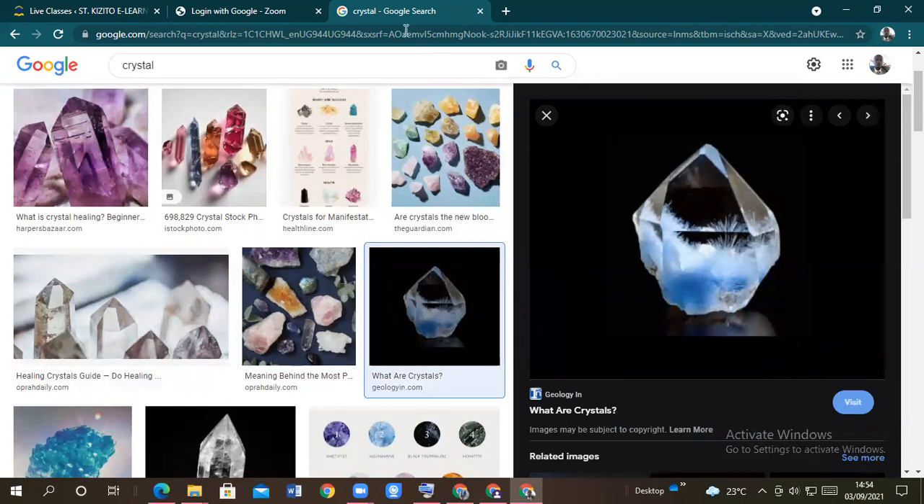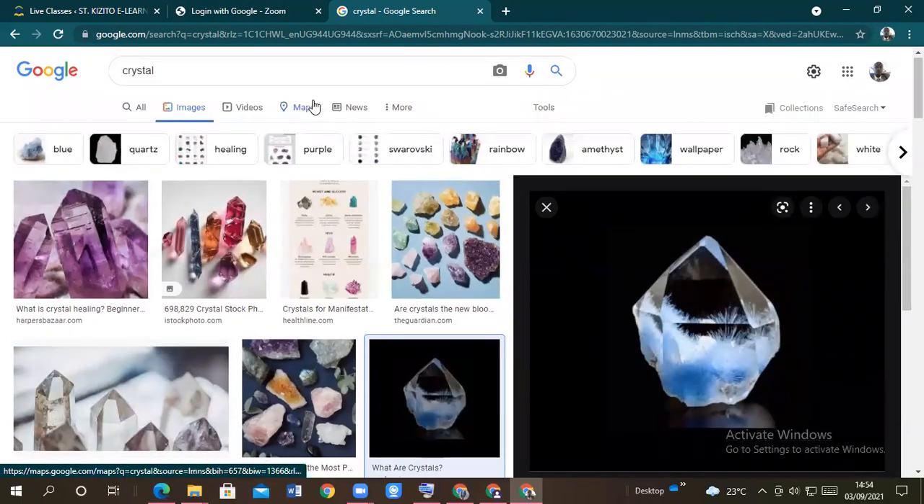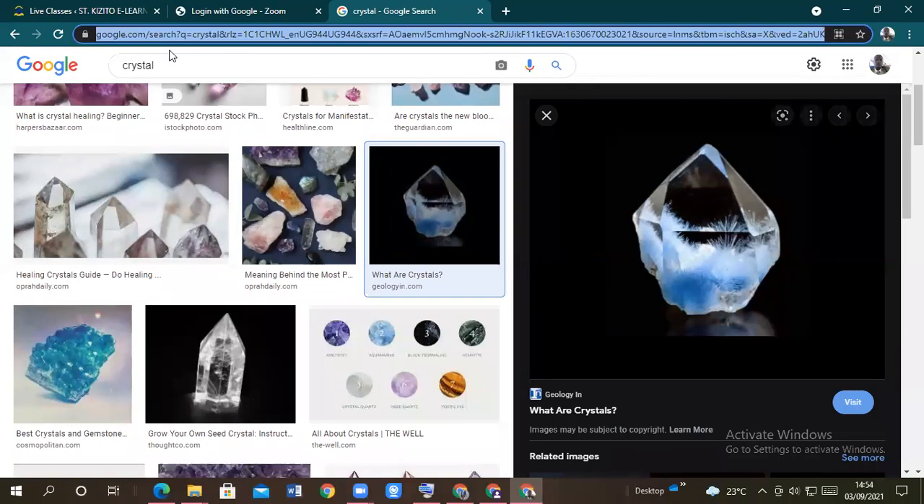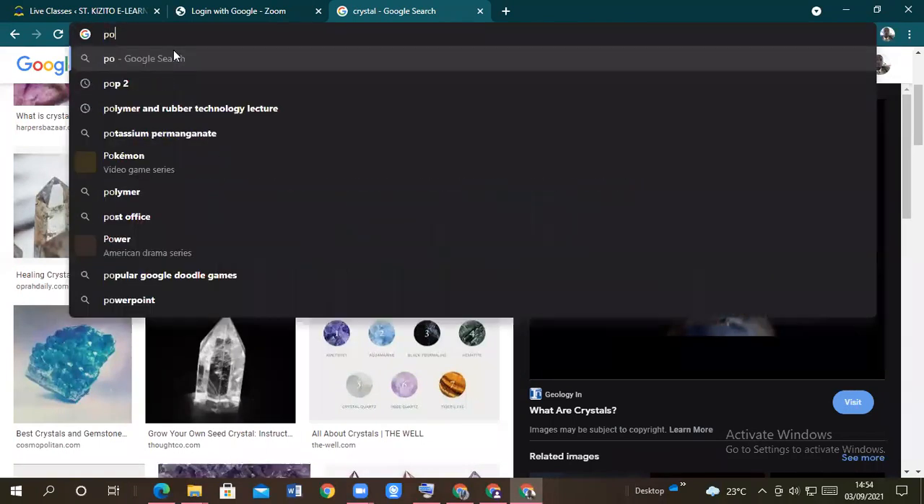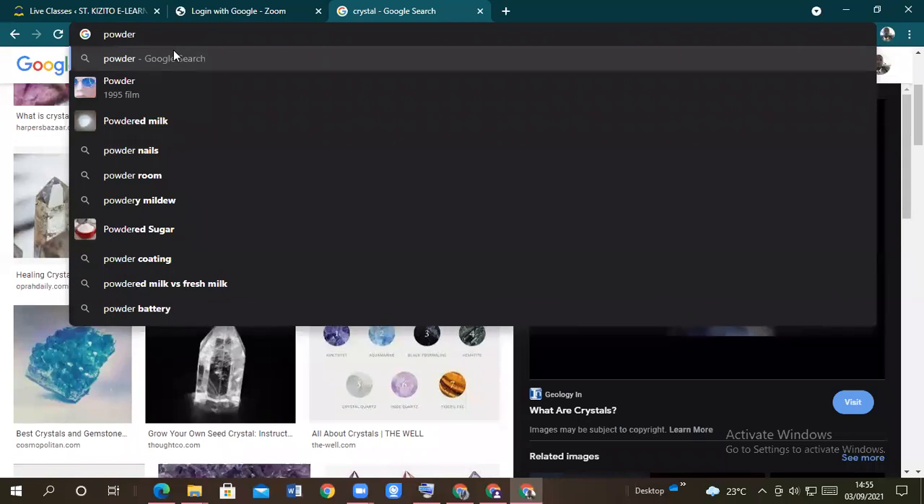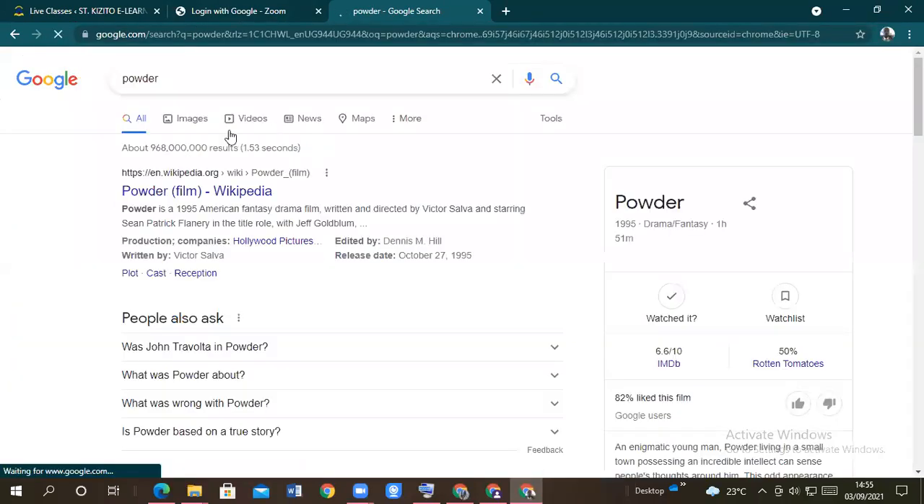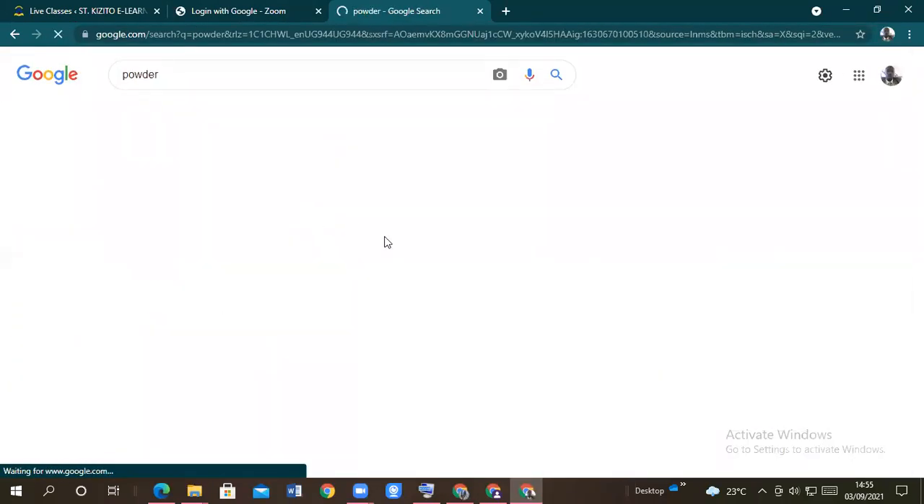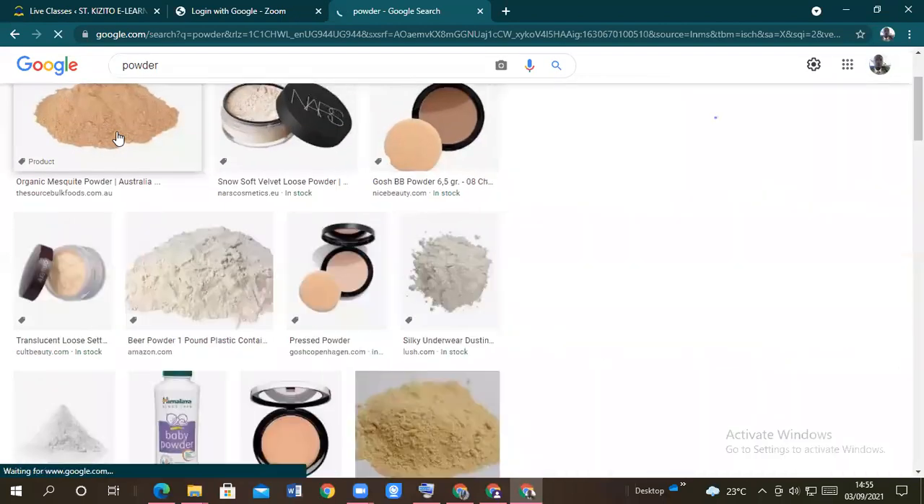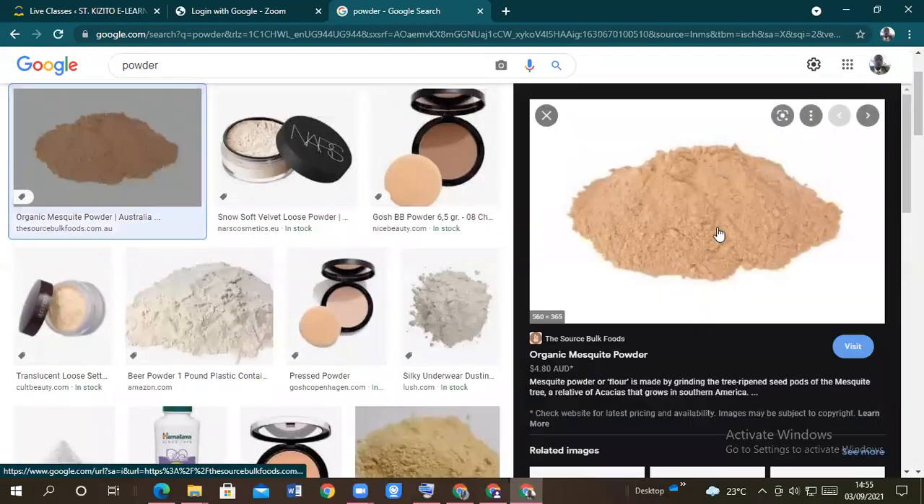So there's a difference between a crystal and a powder. Let me show you how a powder looks like. You know powder? Powder is more refined than a crystal. Okay? So if you look at this, this is the way our powder looks like. You see this?